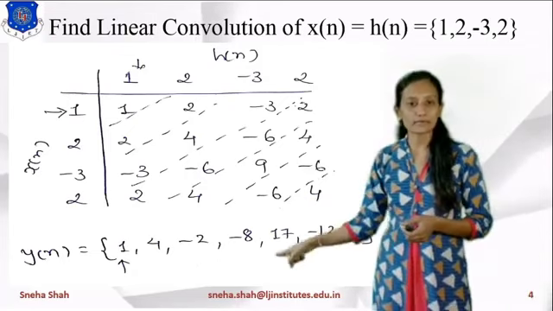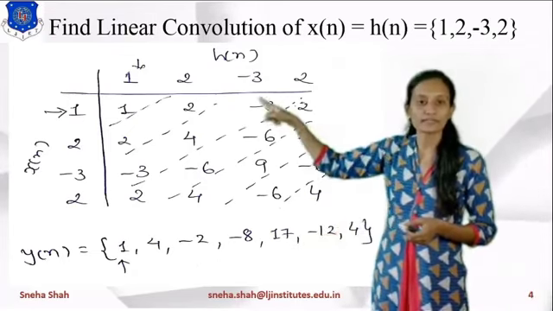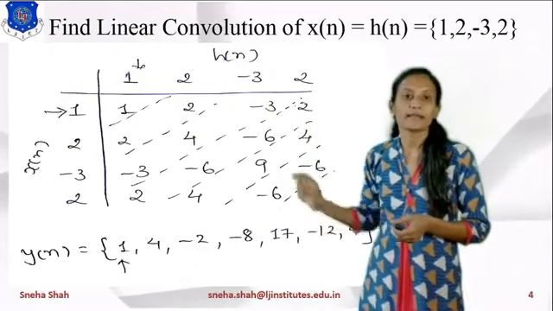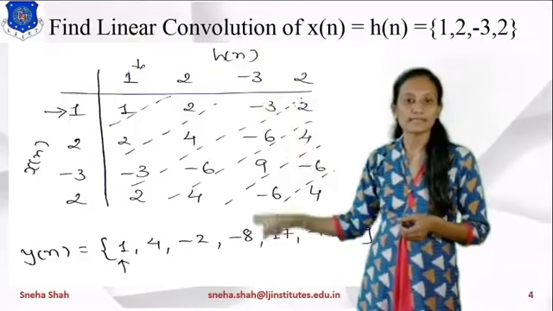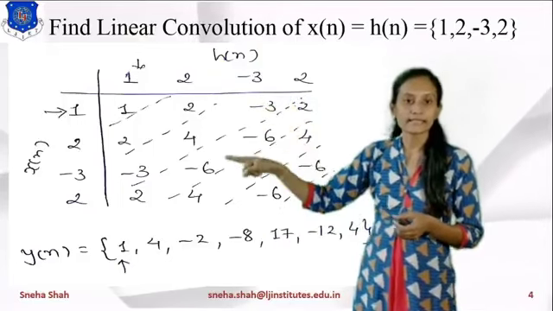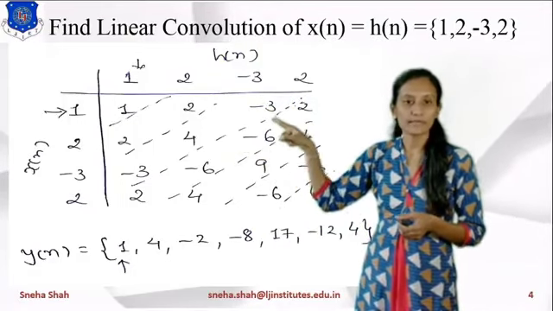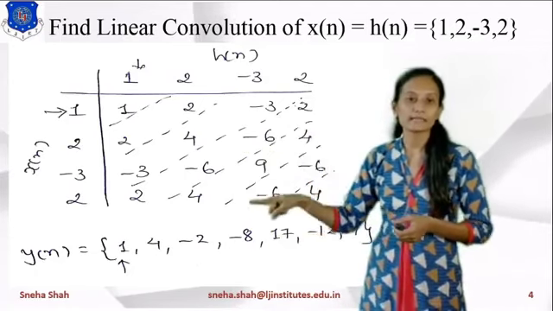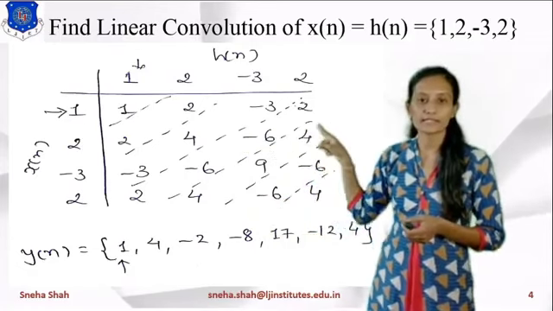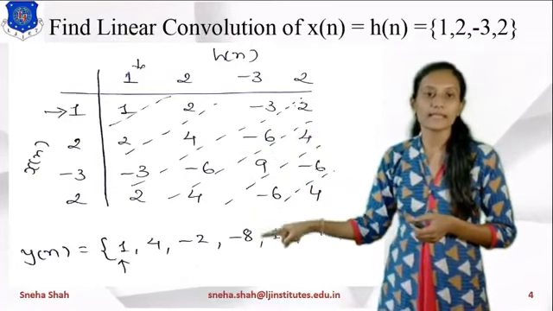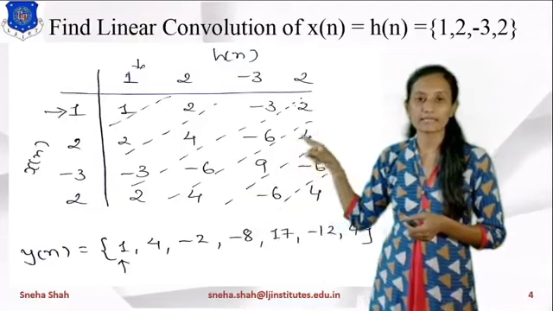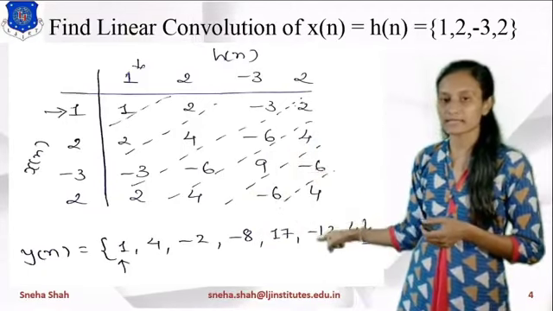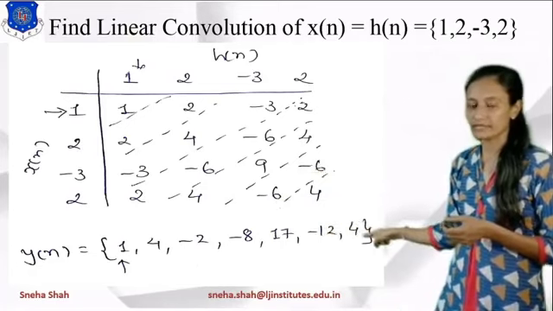The output will be represented as y of n, and the answer equals, in the first line only one term is there, 1, so we write directly 1. Then in the second line 2 plus 2 means the answer is 4. Then the next is minus 3 plus 4 plus minus 3, so the answer will be minus 2. Next is 2 minus 6 plus 2, so the answer will be minus 8. Same way we find 4 plus 9 plus 4, which means 17, and the next will be minus 6 which means minus 12, and the last term will be 4.